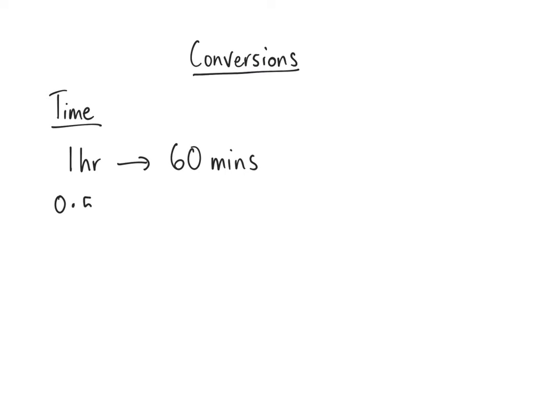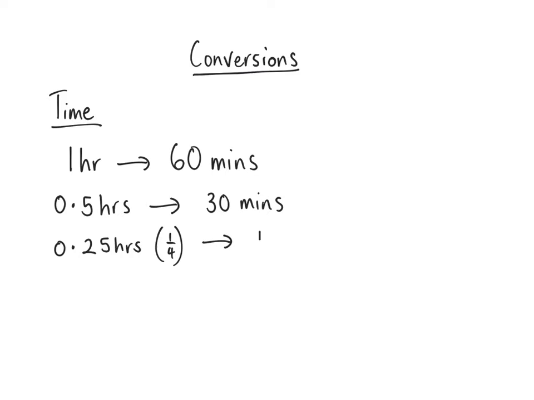In 0.5 hours, that'd be half an hour, 30 minutes, because all I've done is I've halved the hour. 0.25 hours, remember that's a quarter of an hour. 0.25 is a quarter. That'd be 15 minutes. If you don't know any of these, you need to write them down. Now, if I had 0.75 of an hour, well, that would be these two put together. 0.5 plus 0.25 is 0.75. So that would be 45 minutes.